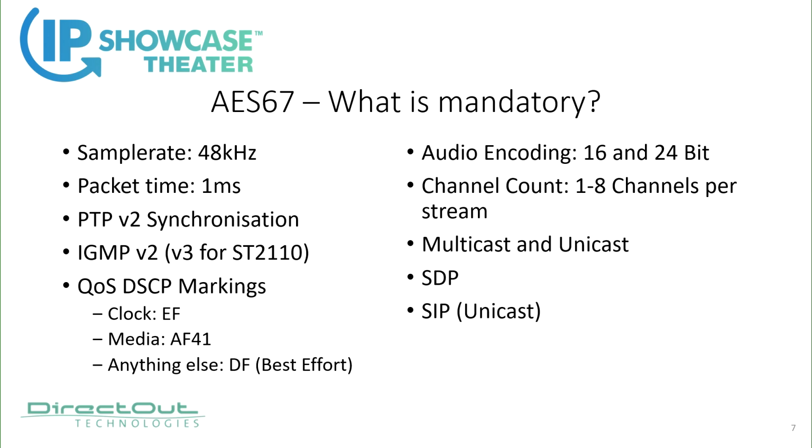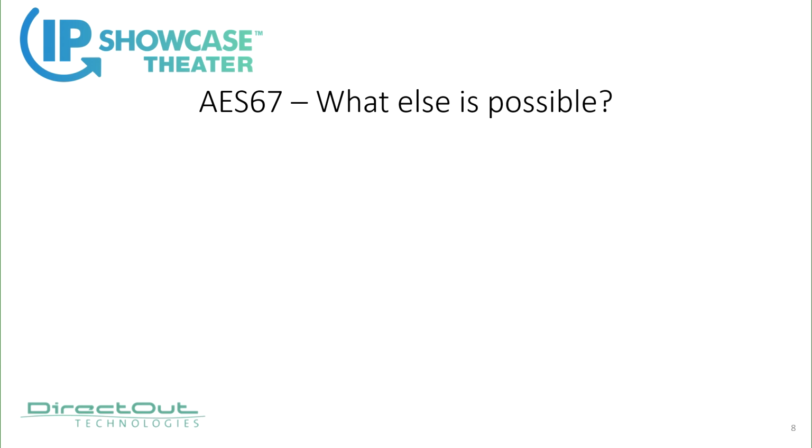The only protocol for stream connection management that is mandatory, and which is mentioned in AES67, is SIP, which is particularly used for unicast. So if you want to do unicast with AES67, you are supposed to use the SIP protocol to set this up.